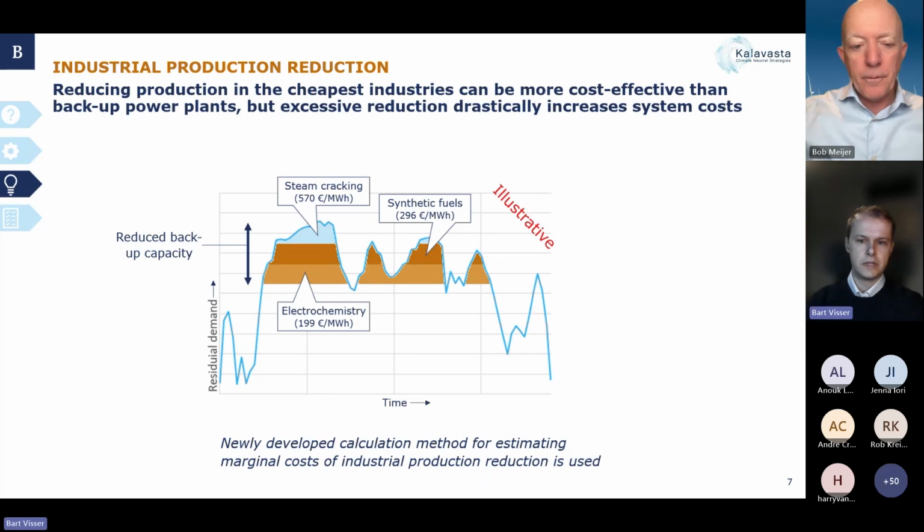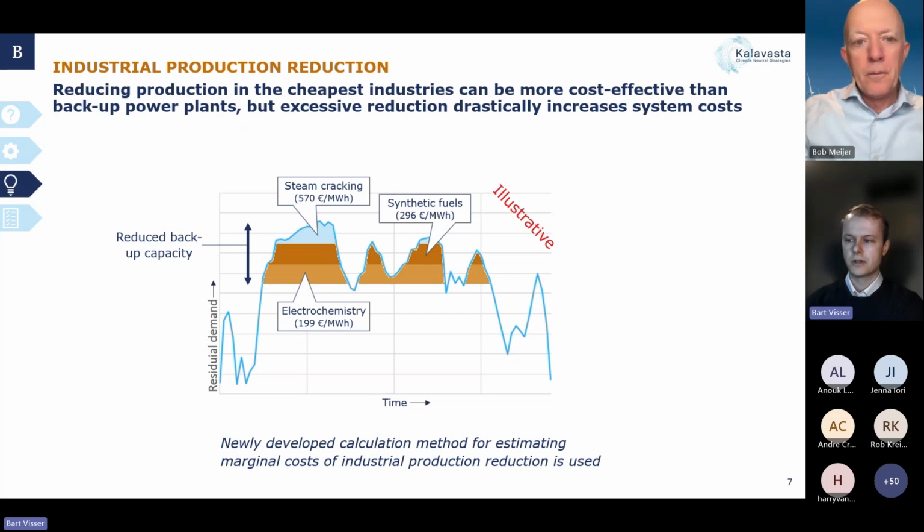One option of meeting this demand is by building backup capacity, for example, hydrogen to power plants, and using hydrogen to generate electricity. Another option is to temporarily reduce the industrial demand so that less of this backup capacity is required. However, this also comes at a cost because industries temporarily produce less products and have less revenue. And cost data for this option is not available widely.